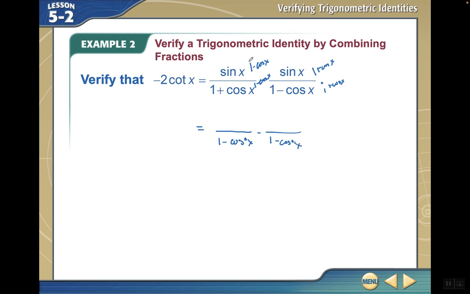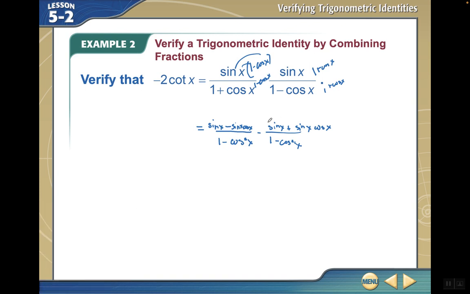The top, you need to distribute. So I have sine x minus sine x cosine x, and then sine x plus sine x cosine x. Oh, we need a different color in here.